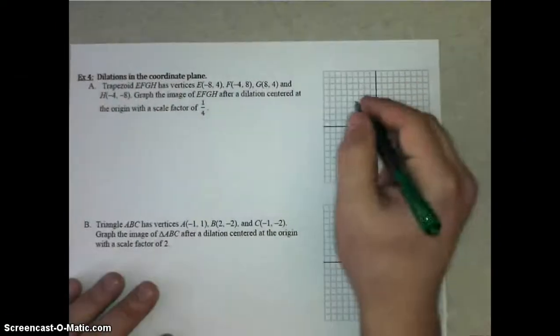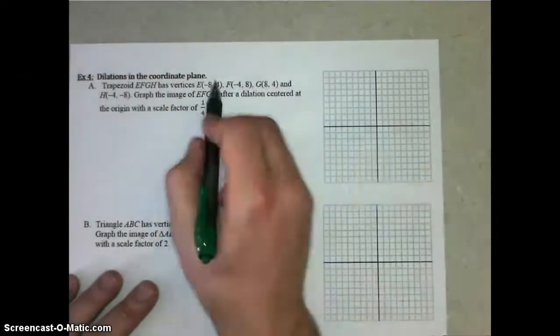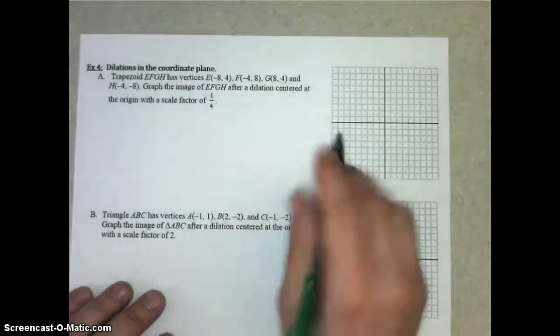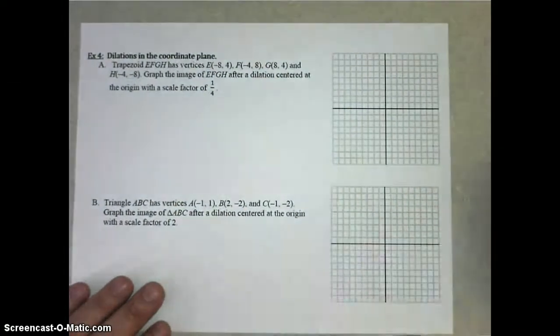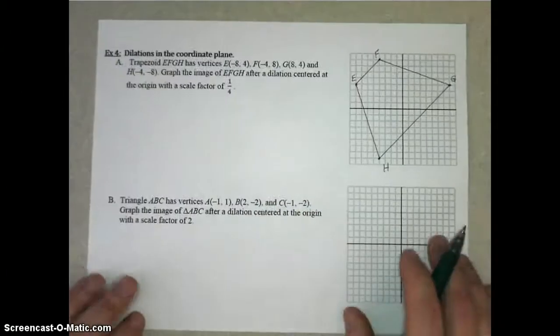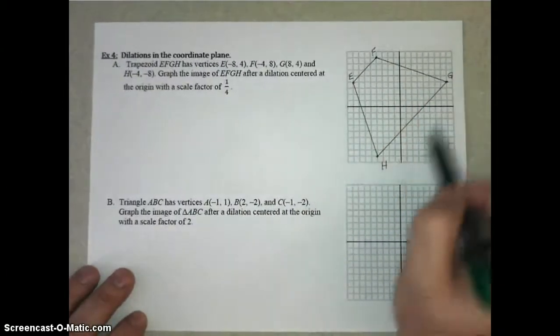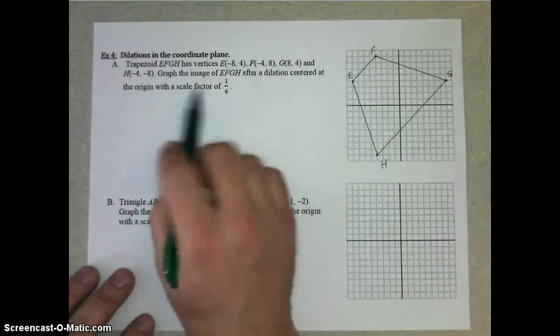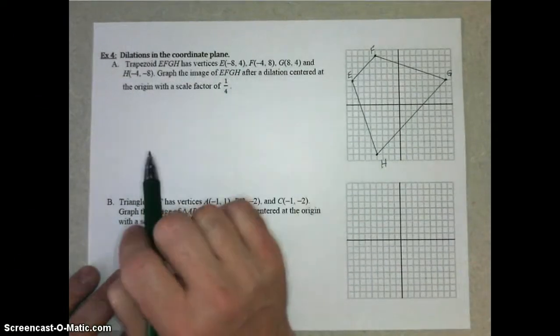So in order to do this, the graph is going to be helpful, but we can actually do most of our calculations without doing the graph. So we have E, F, G, and H, and so when we plot those points, this is what you should get. Trapezoid EFGH. And then we're going to graph the image of that after we use a scale factor of 1/4.